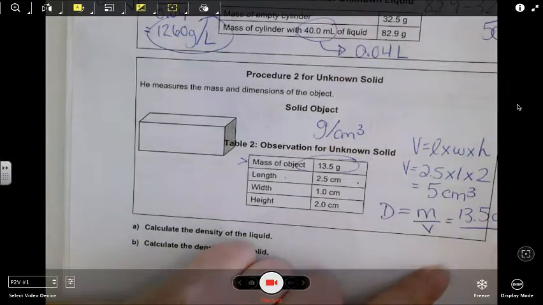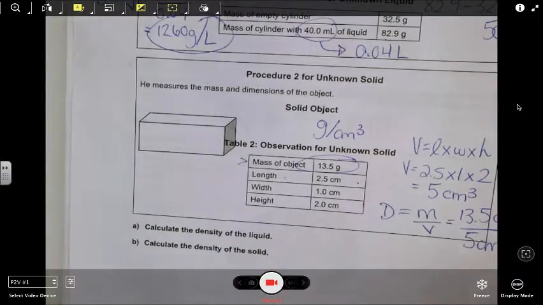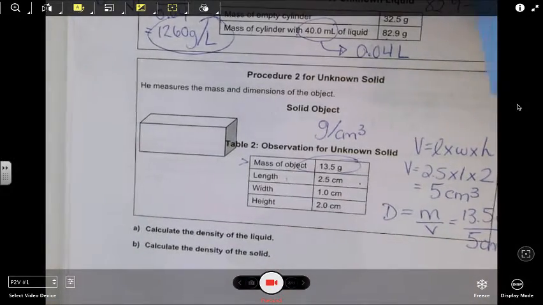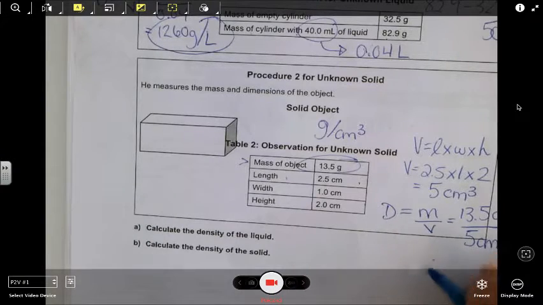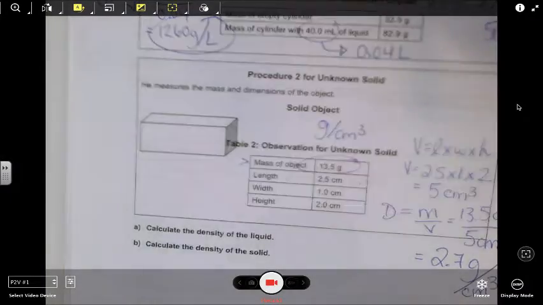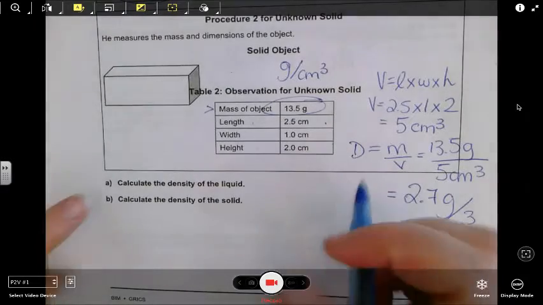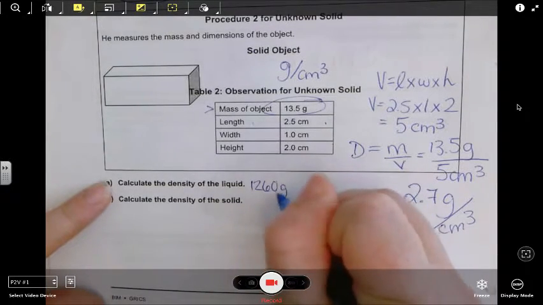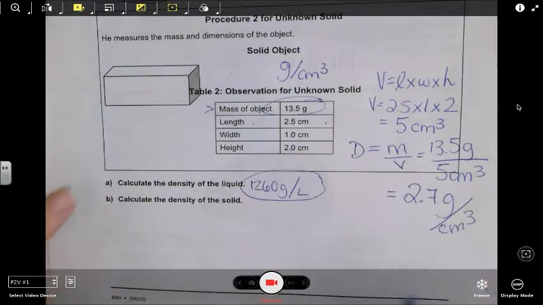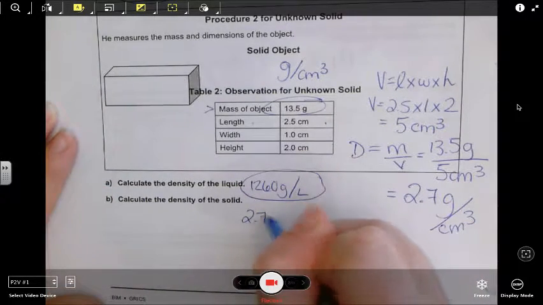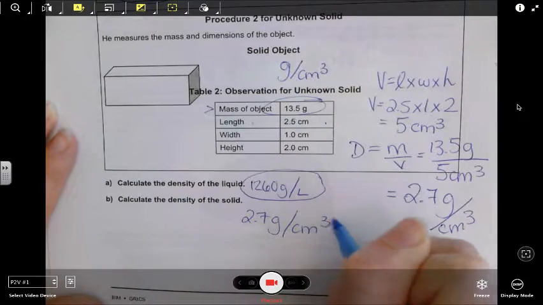And you're going to divide it by 5 centimeters cubed. So that should give you density equals 2.7 grams per centimeter cubed. I realize you can hardly see what I'm doing here. So your answers here: this one should have been 1260 grams per liter, and the second one should have been 2.7 grams per centimeter cubed, like this.